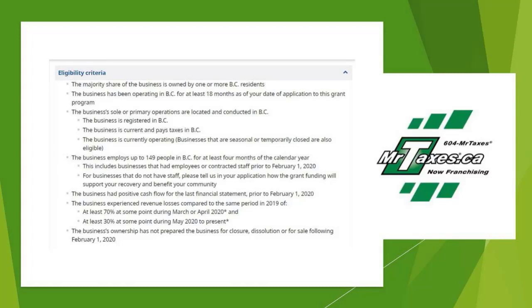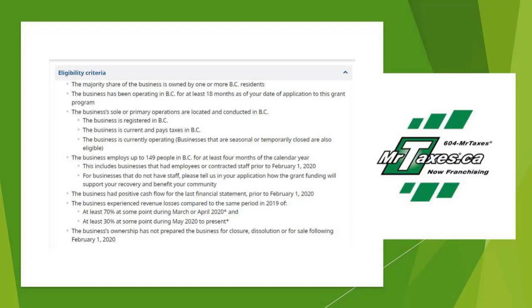So the business has had positive cash flow for the last financial statement prior to February 1st, 2020. This is an important note here. You have to have detailed financial records at a minimum on a monthly basis. So the importance of bookkeeping is going to play a key role, but don't worry. If you have not done that, we can retroactively facilitate this for you. Again, we are a facilitator for these small business BC loans. And the best part about it, absolutely free, doesn't cost you a penny.